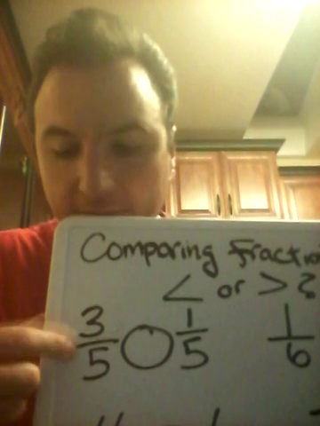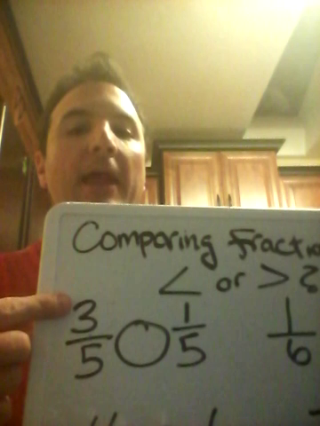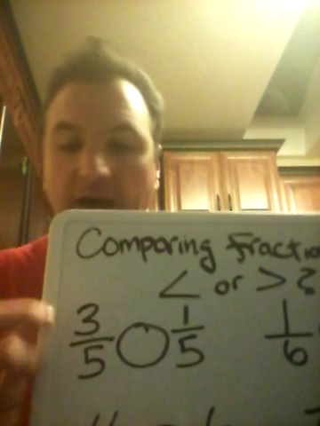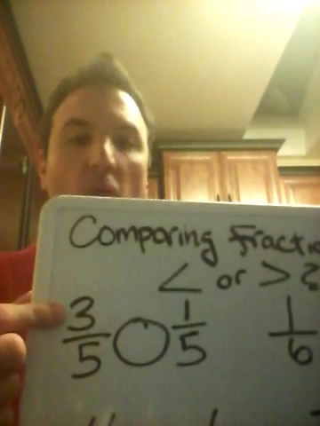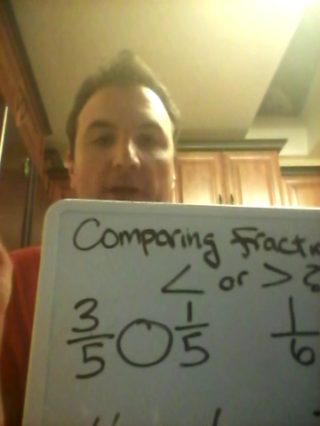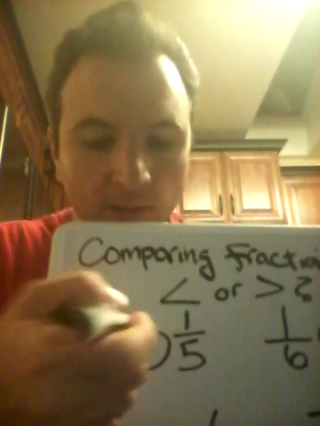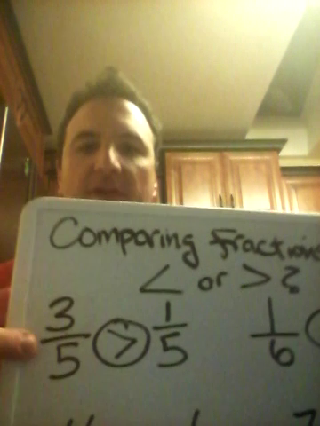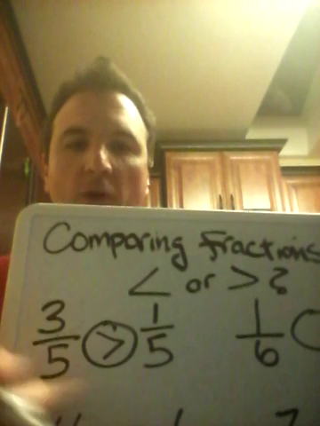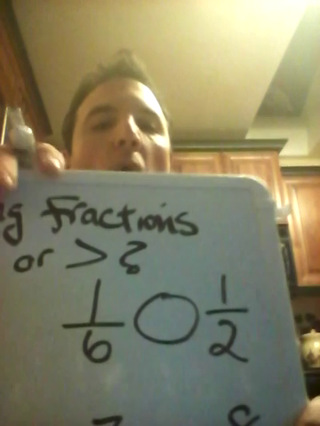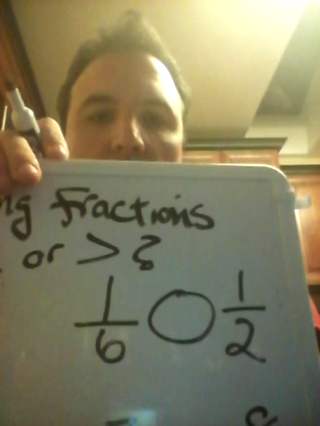When the denominators are the same, which is 5 and 5, and the numerators 3 and 1 are different, it's simple. The one with the biggest numerator is the biggest fraction. So the alligator, or Pac-Man, is going to eat the 3/5 because 3 is bigger than 1. The 5s cancel out.